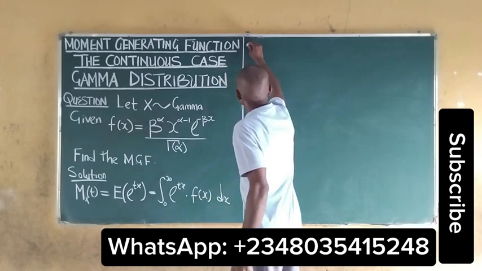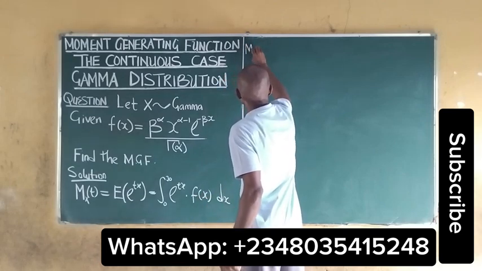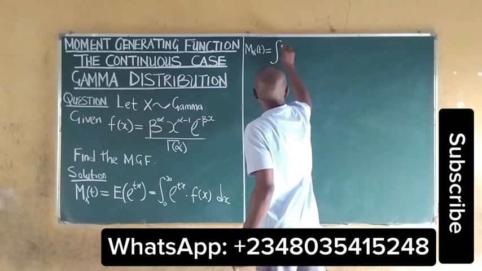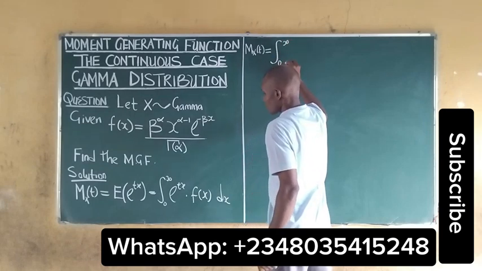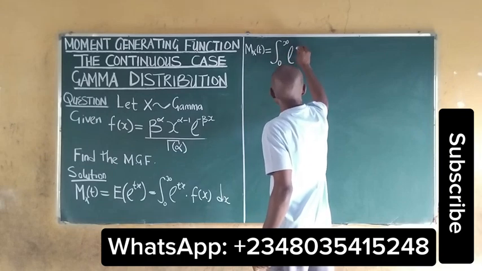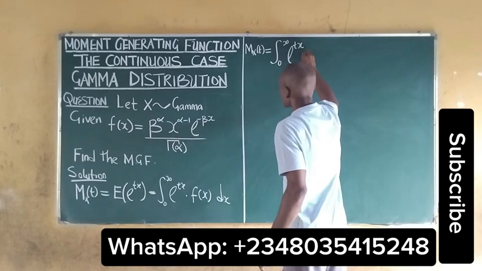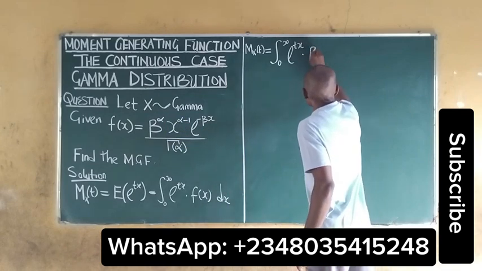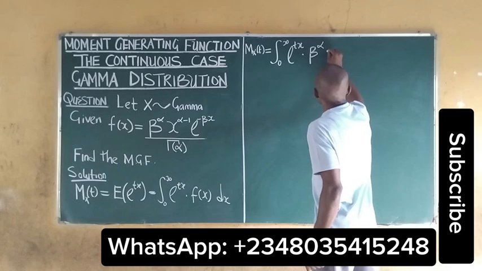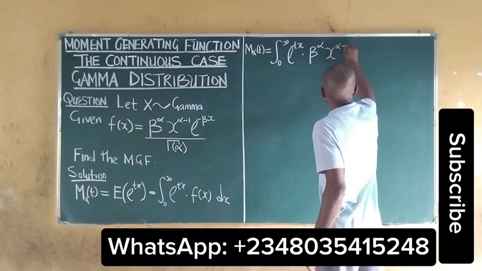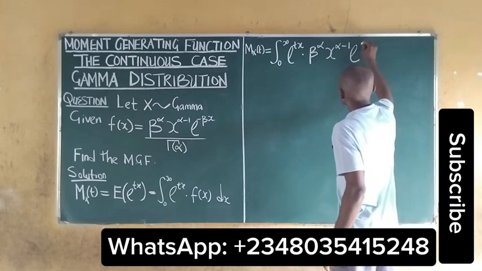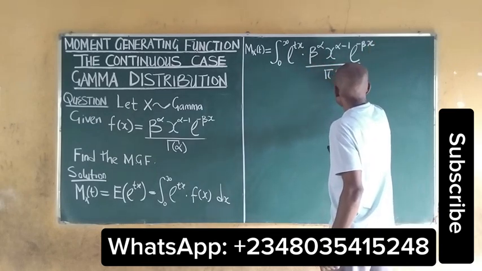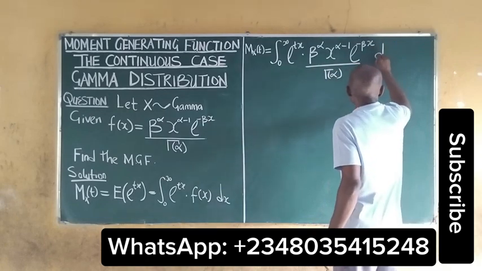So we have our moment generating function to be equal to the integral from 0 to infinity of exponential tx multiplied by this function, the whole of this, so we put it in here: beta to the alpha, x to the alpha minus 1, exponential negative beta x, all over the gamma function of alpha, dx.